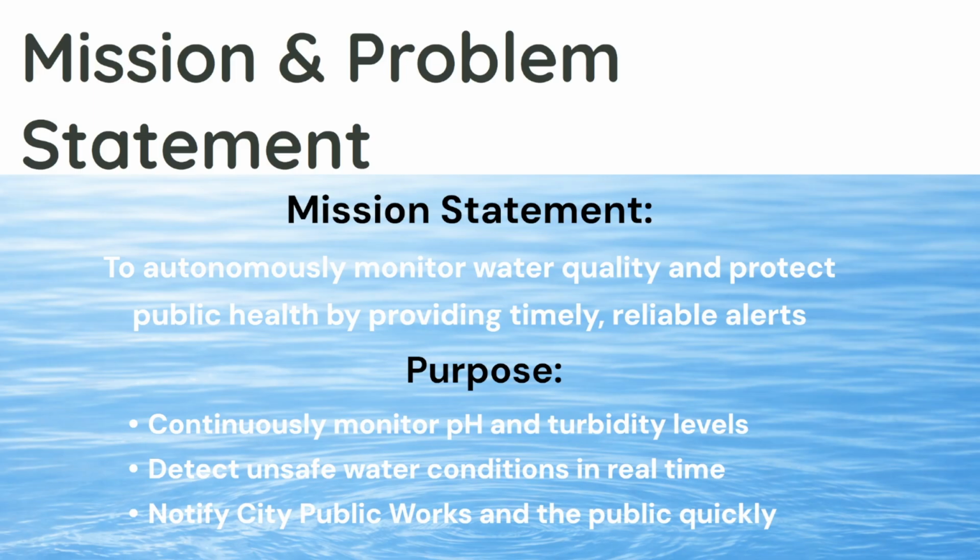The mission of Aqua Alert is to autonomously monitor water quality and protect public health by providing timely and reliable alerts. Our system continuously measures pH and turbidity. It will detect unsafe conditions in real time. It'll notify city public works and the public quickly when thresholds are exceeded, and much more as well.